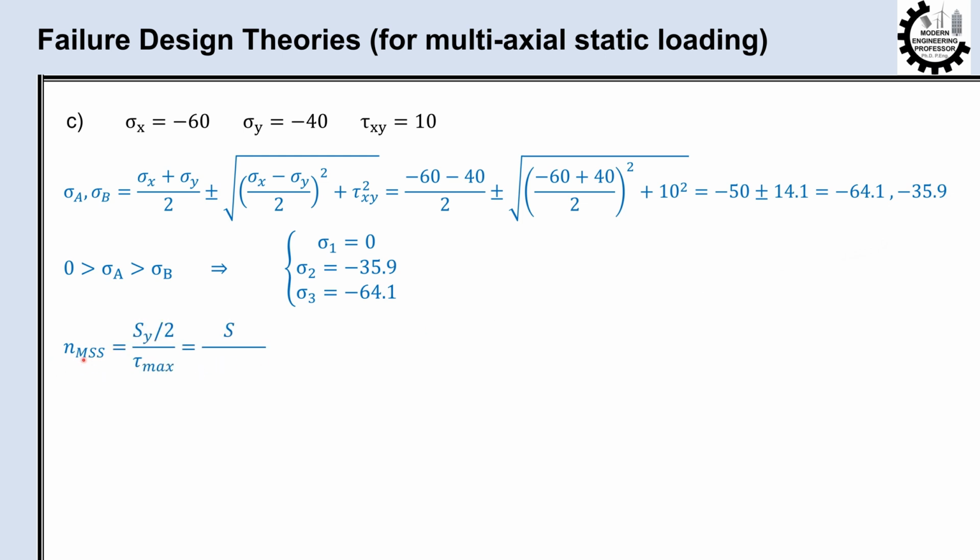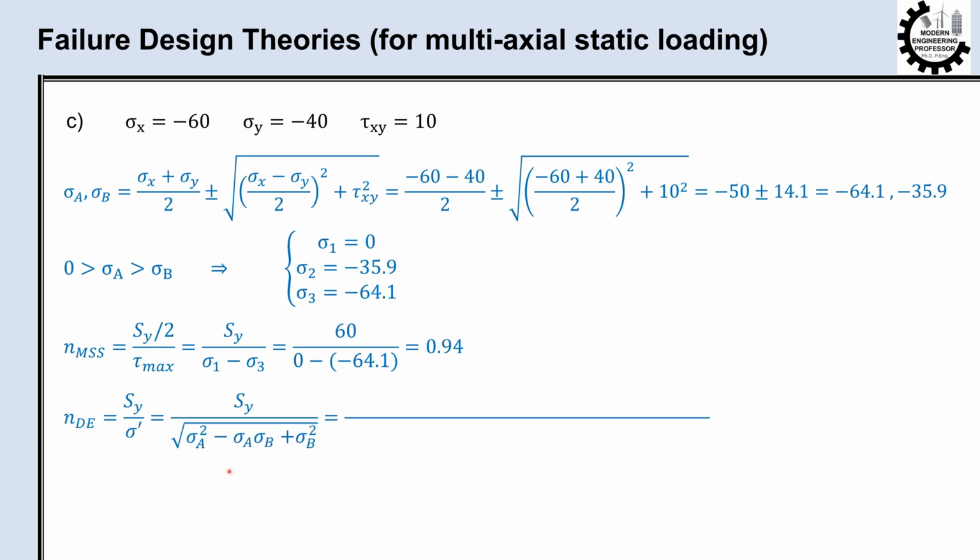Factor of safety based on the maximum shear stress theory is found here. This factor of safety predicts failure due to yielding, and the distortion energy theory predicts the factor of safety using its corresponding equation. This theory predicts no yielding failure.